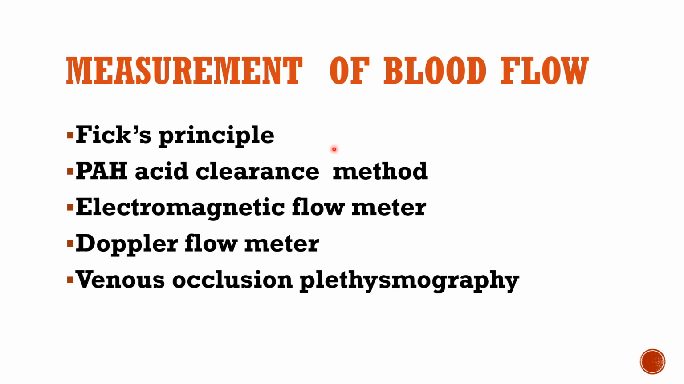So the measurement of blood flow is done by these 5 methods. Fick's principle is the most commonly used method to know the blood flow to various organs like lungs, heart and brain. So the principle is nothing but oxygen consumption per minute divided by the arteriovenous difference of oxygen. And the next one is PAH clearance, which is used to know the renal blood flow, and the electromagnetic flow meter and Doppler flow meter are the technical methods.